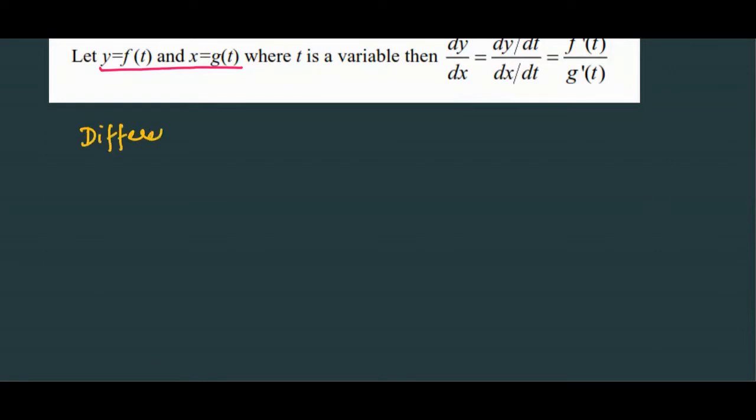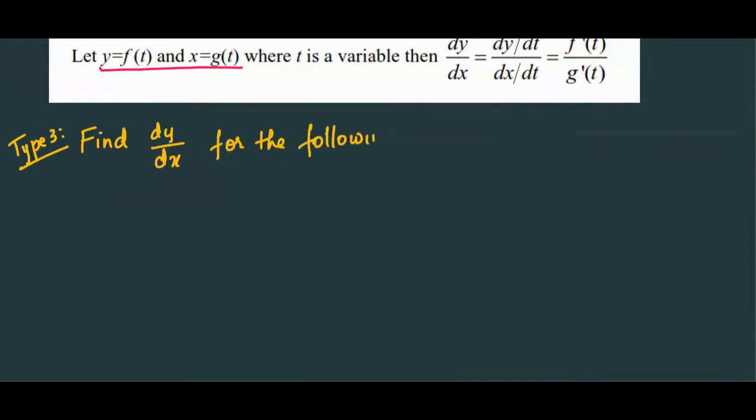Find dy by dx. This is type 3. First case was the general rules of differentiation. Second was implicit functions. Third was parametric, type 3. Find dy by dx for the following parametrically defined functions.